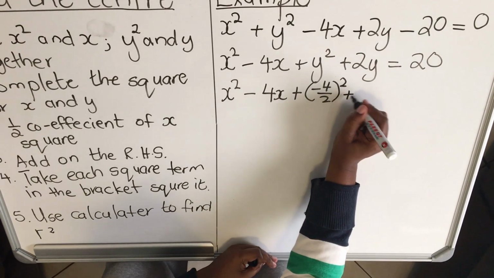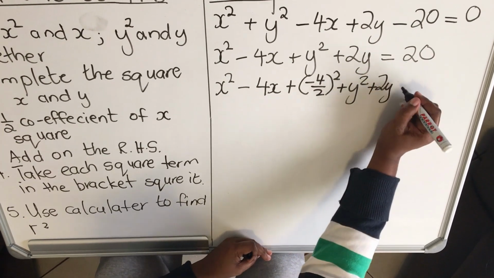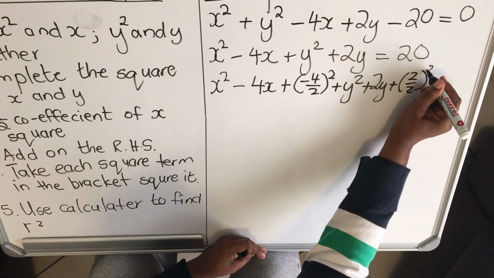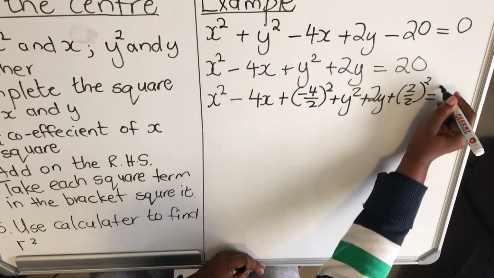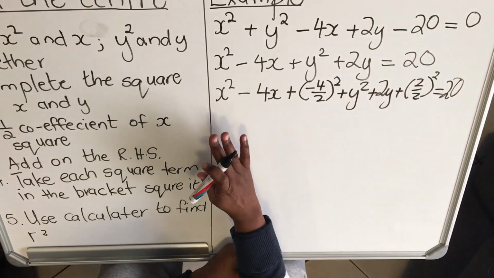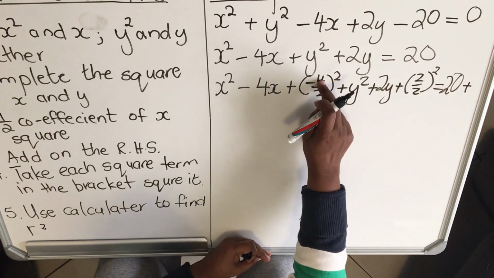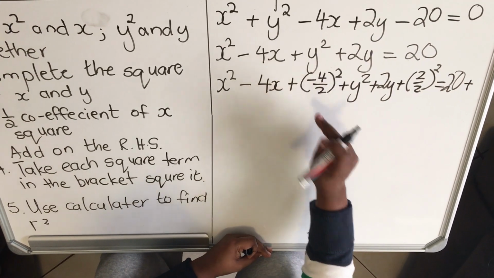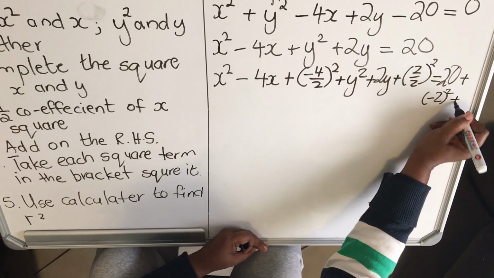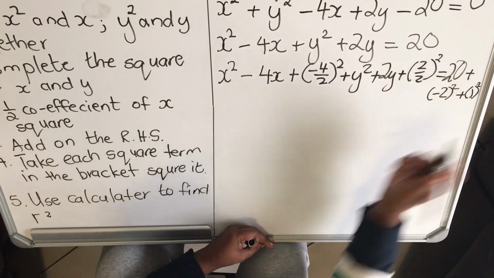Right? Then you do it for y. y squared plus 2y. Half the coefficient of y, 2 over 2, then square it. Then I have 20. Now I have to add these two things that I've added on the left hand side to the right hand side. Add half the coefficient, 4 divided by 2, it's 2. So I'll have minus 2 squared plus 1, 2 over 2 is 1 squared.